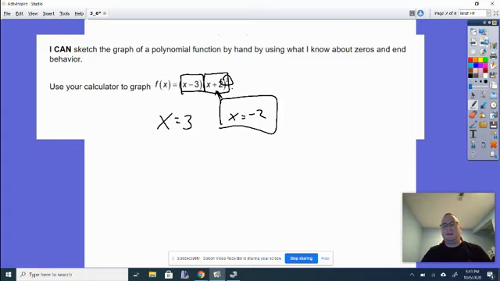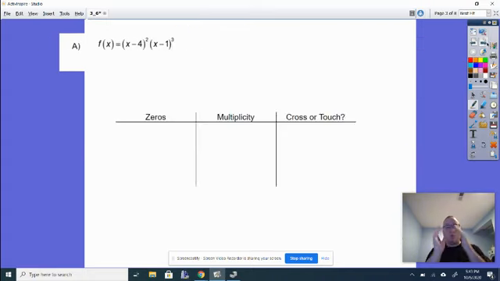Taking that idea and applying it here, I want to set up this table every time. I'm going to take my function, look at it, and ask, where are my zeros? Well, I have a zero at 4, and I have a zero at 1. The multiplicity comes from the exponent. So my multiplicity for 4 is 2. My multiplicity for 1 is 3.